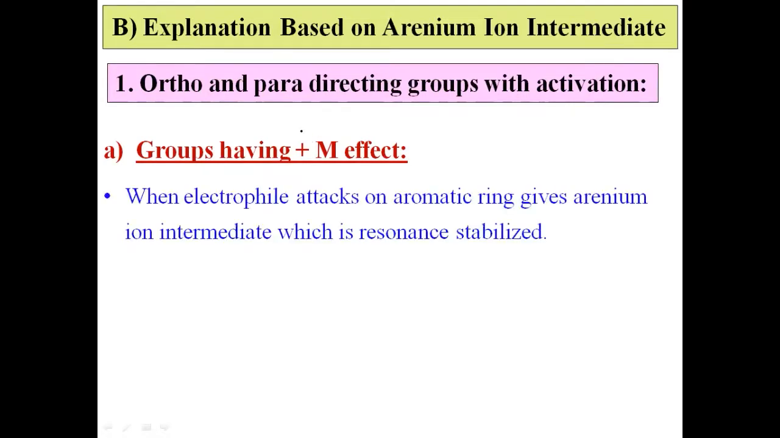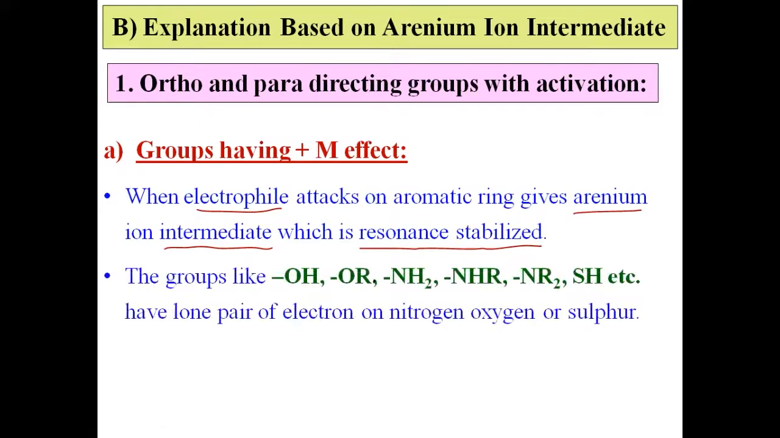We know that in electrophilic substitution, suppose the electrophile attacks the aromatic ring. What happens? There is a formation of an intermediate, and that intermediate is called the Arenium ion intermediate, also known as the cyclic carbocation. This intermediate is resonance stabilized, meaning it shows the resonance effect. It shows a number of canonical structures and becomes stable. This is the general statement.